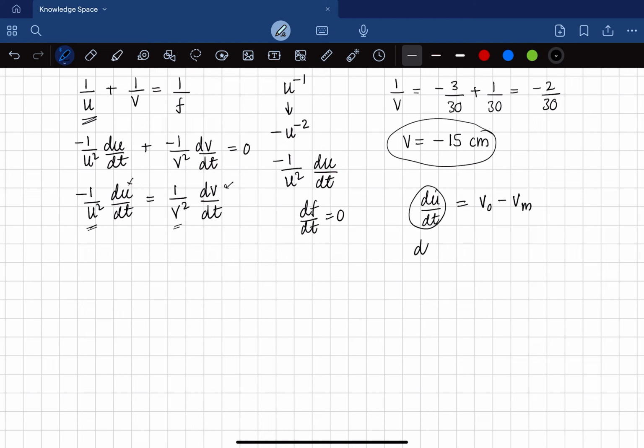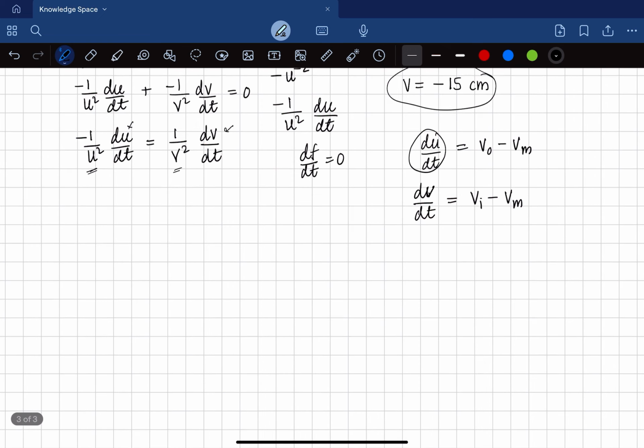And similarly, dv over dt is the velocity of the image with respect to the mirror. So this would be Vi minus Vm. So that's one thing that you have to remember here. All of this is with respect to the mirror, not with respect to the laboratory frame. In fact, you have to use relative velocity in this case in order to find the velocity of the mirror.